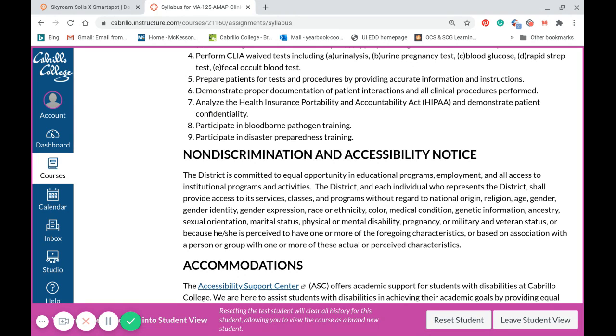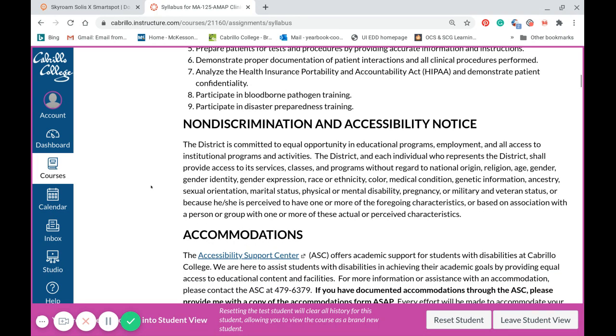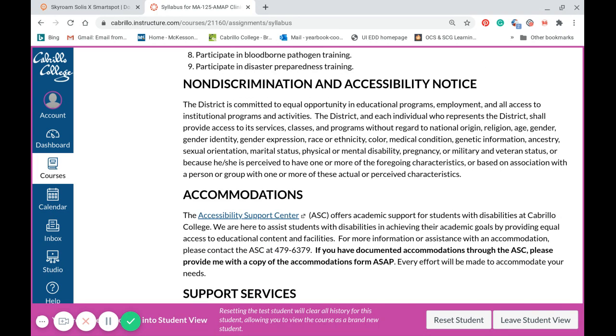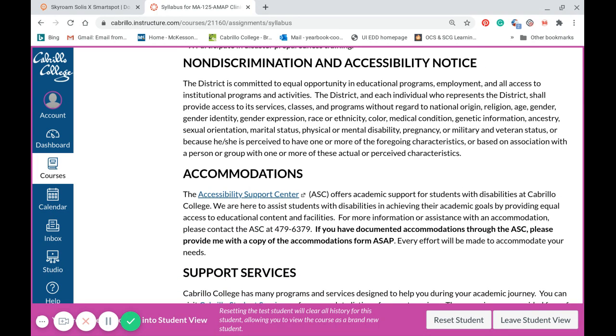nation of origin, religion, age, gender, gender identity, gender expression, race or ethnicity, color, medical condition, genetic information, ancestry, sexual orientation, marital status, physical or mental disabilities, pregnancy, military or veteran status. Okay, so basically everybody should have access.